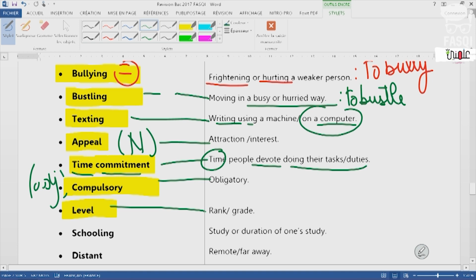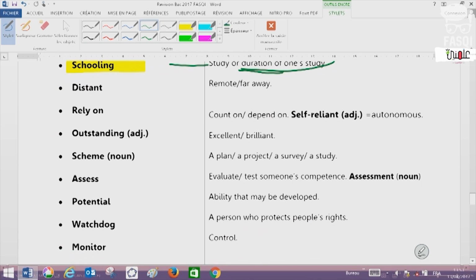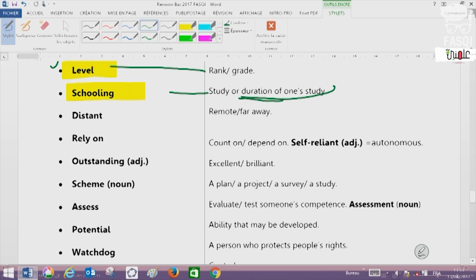And we're talking here. You see, normally we're using to hold a school. We have a schooling. Yeah, why not? Can use it. Schooling. That's the fact of studying or the duration of one's study. All right, so it says something distant. Here it's an adjective. Remote, far away.